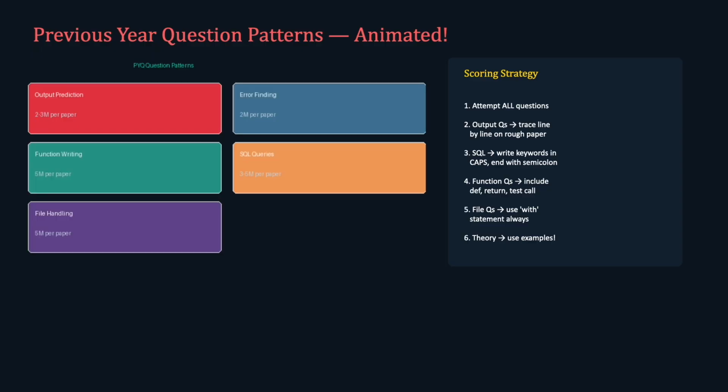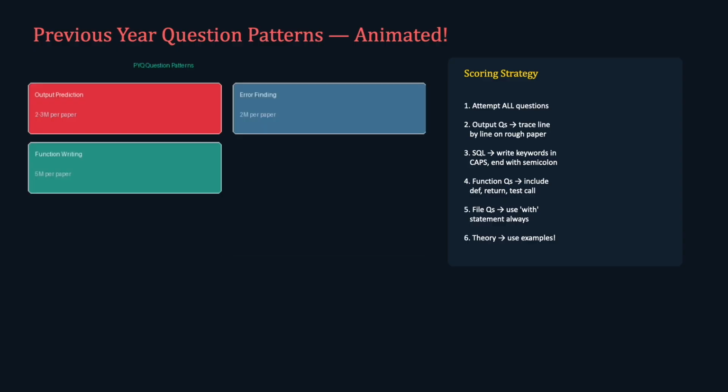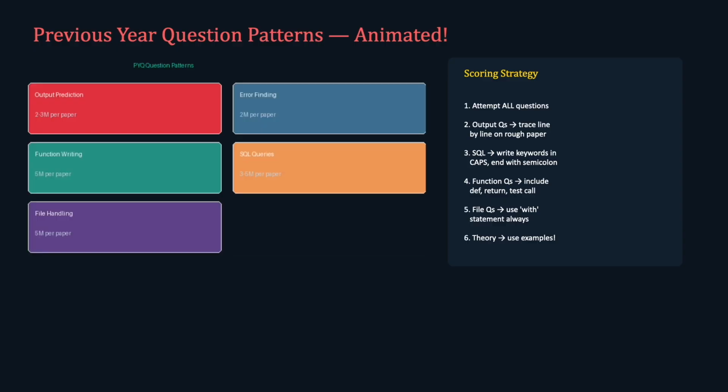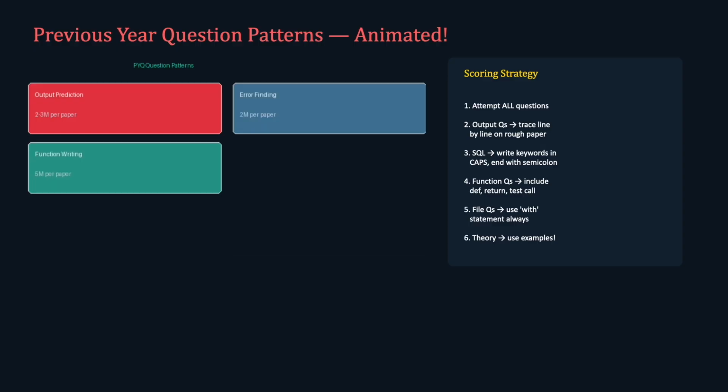Watch the question patterns appear. Output prediction for 2 to 3 marks. Trace code line by line. Error finding for 2 marks. Spot syntax or logical errors.